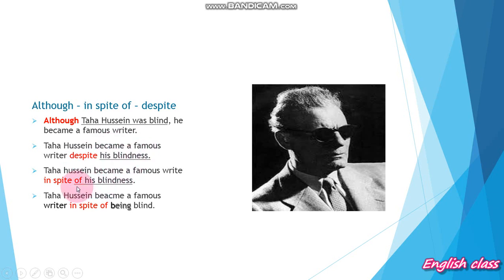Now what about in spite of? Taha Hussein became a famous writer in spite of his blindness. You see, here in spite of is used similarly to despite. It is followed by a noun phrase too, or it can be followed by verb ing. What do we call this form? Great. It's a gerund. So Taha Hussein became a famous writer in spite of being blind. So in spite of can be followed by a noun phrase or a gerund.